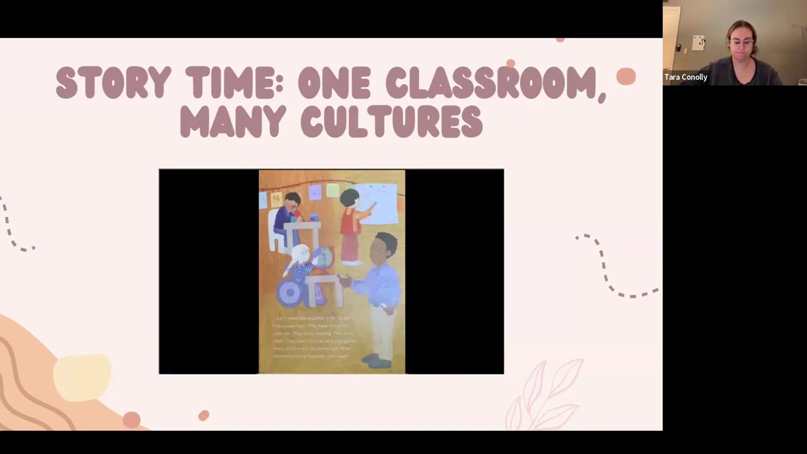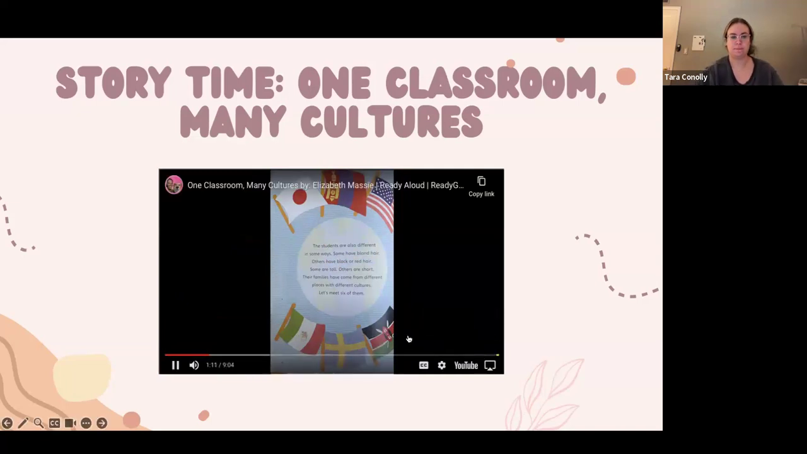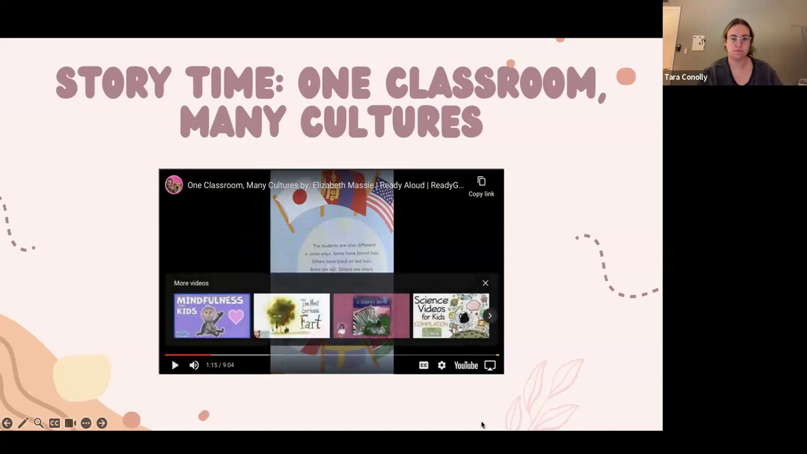Let's meet the students in Mr. Tucker's first grade class. They have things in common. They study reading. They study math. They paint pictures and play games. Many of them are the same age. When something funny happens, they laugh. The students are also different in some ways. Some have blonde hair. Others have black or red hair. Some are tall. Others are short. Their families have come from different places with different cultures. Let's meet.